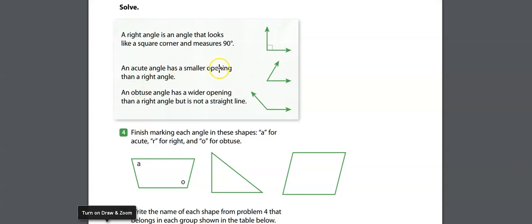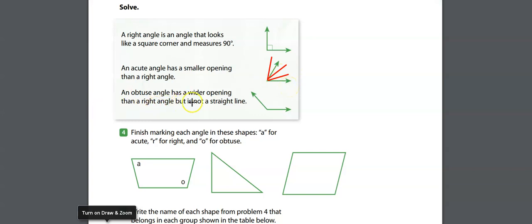So an acute angle has a smaller opening than a right angle. So if we look at our example right here, we see an example of an acute angle, and our angle is smaller than our right angle. Now, this is not the only example of an acute angle. If you look right here, this could be an acute angle. This could be an acute angle, or even this could be an acute angle, because as you can see, all of our lines are much smaller than our right angle. It's less than 90 degrees. So either one of these are an example of an acute angle.